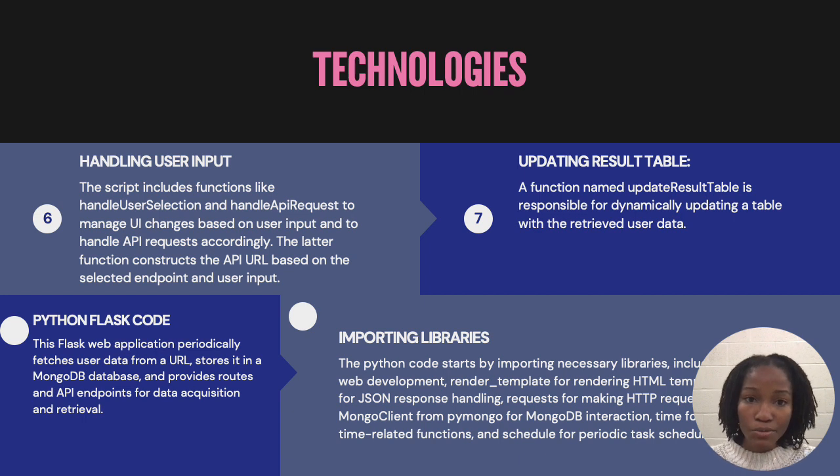with debugging enabled. Now, the Python code starts by importing the necessary libraries, including Flask for web development, render template for rendering HTML templates, jsonify for JSON response handling, requests for making HTTP requests, MongoClient from PyMongo for MongoDB interactions, time for handling time related functions, and schedule for periodic task scheduling.